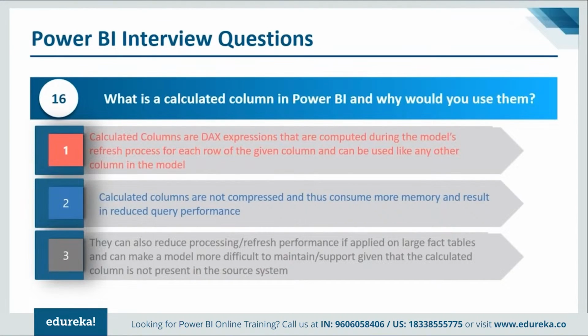The obvious disadvantage of a measure is that because they're not stored anywhere, because they're dynamic, and calculated ad hoc on the fly, they probably put more strain on the resources, so it'll probably take more time to evaluate. As of today, you'll hardly feel the difference. It's almost negligible because of some of the performance improvements that have taken place, and generally they'll give roughly the same performance. As you can see, the last point mentioned is that calculated columns can also reduce processing and refresh performance if applied on large fact tables, and can make a model more difficult to maintain or support, given that the calculated column is not present in the source system. That is another important point you should keep in mind.